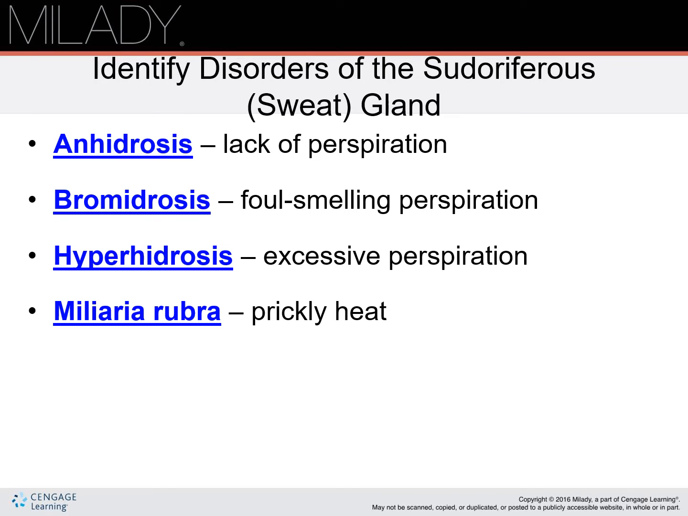Let's talk about the disorders of the sudoriferous glands. We learned in chapter 7 that our sudoriferous glands are our sweat glands. Okay, so let's talk about anhidrosis. Okay, this is the lack of perspiration. It is a deficiency or inability to sweat, often a result of damage to the autonomic nerves. This condition can be life-threatening and requires medical attention. Again, I told you for chapter 7 that everything you put in your body has to come out. That is why if this gets clogged, it could be life-threatening for you.